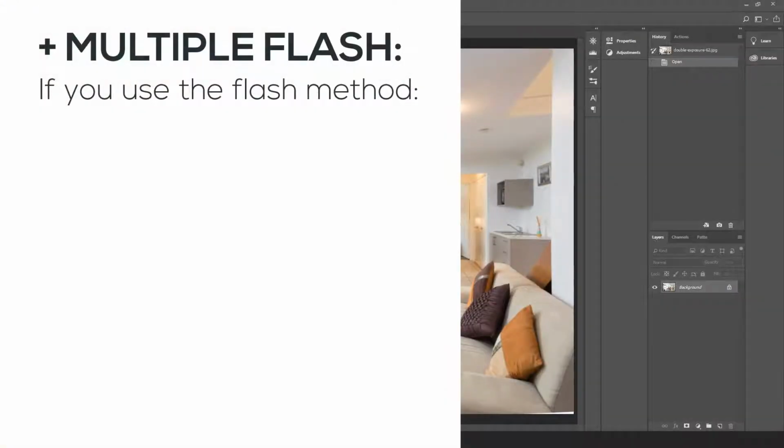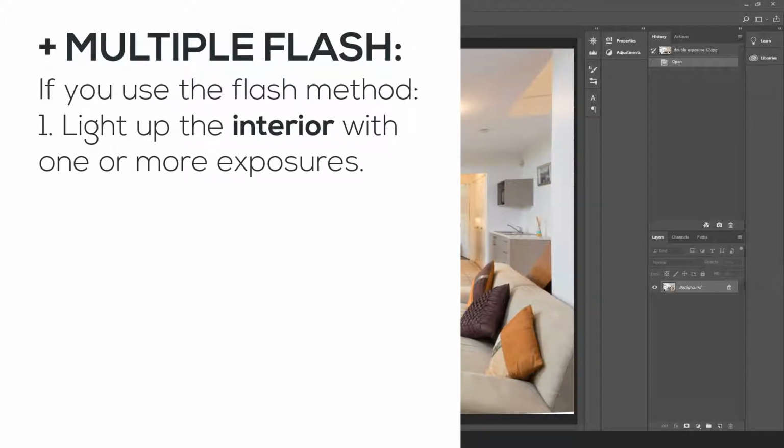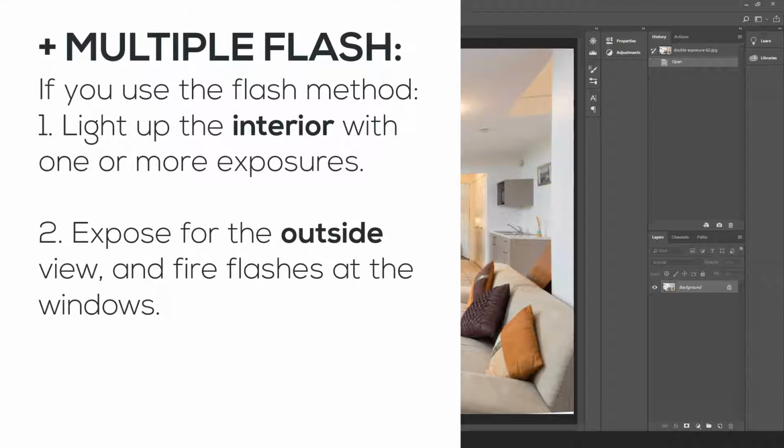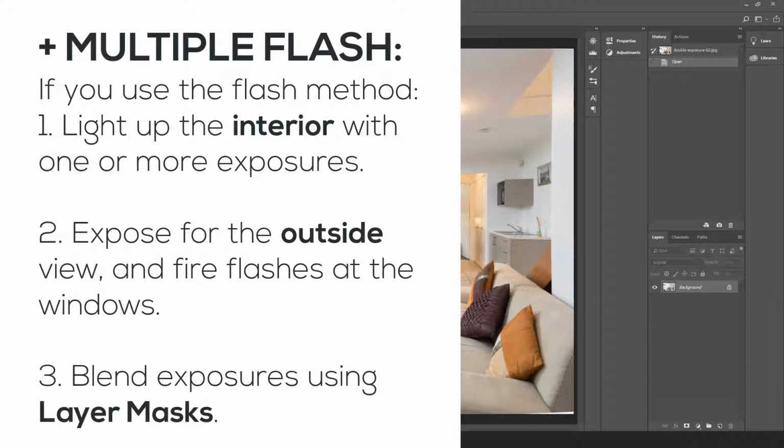So if you use the flash method, then there are 3 steps. Step 1 is to light up the interior with 1 or more exposures, exposing for the inside. Step 2 is to expose for the outside view and fire your flashes directly at the windows. And then step 3 is to blend the exposures using layer masks.